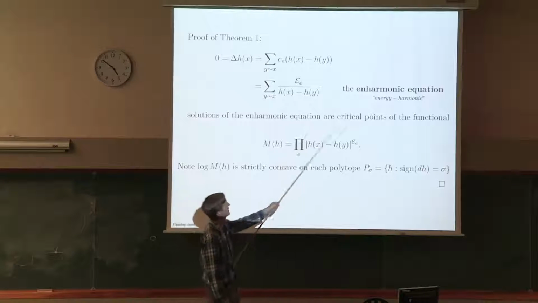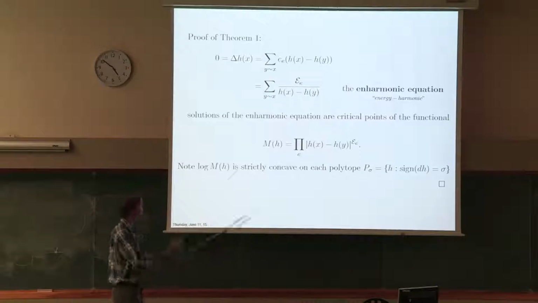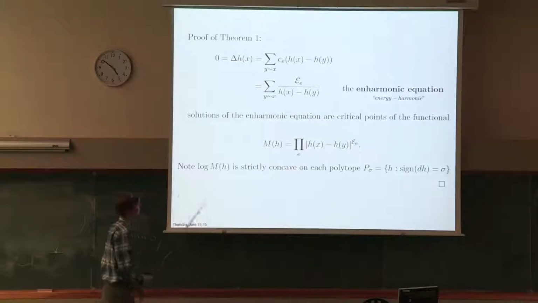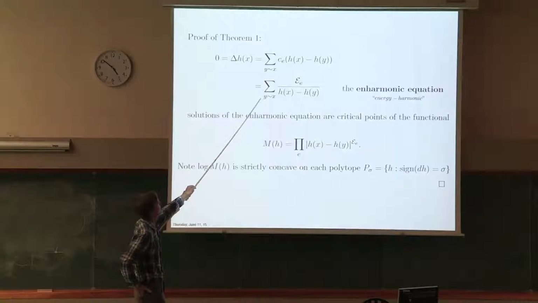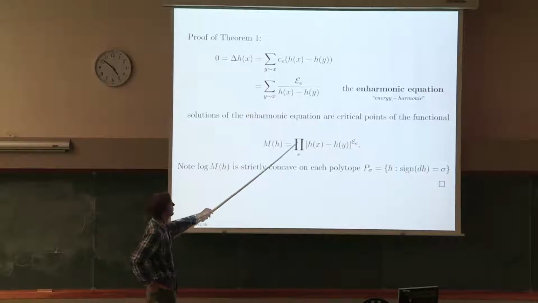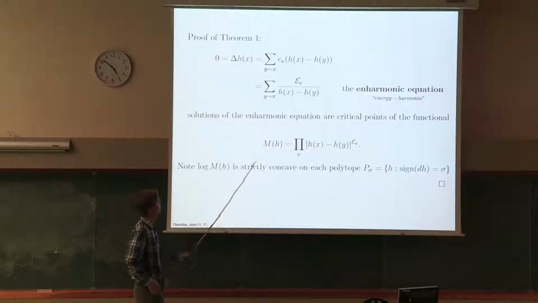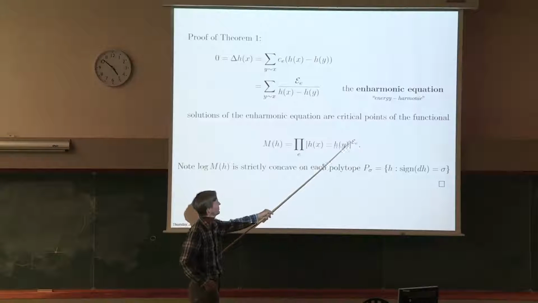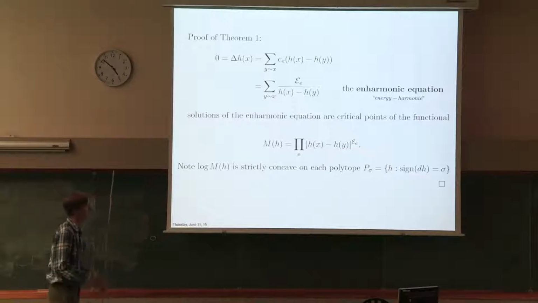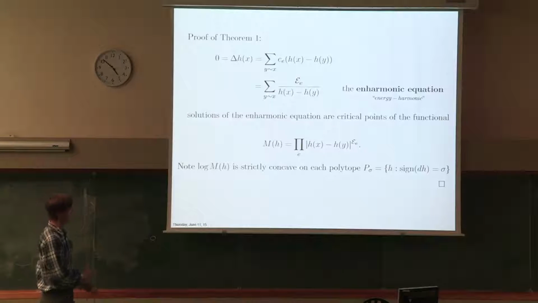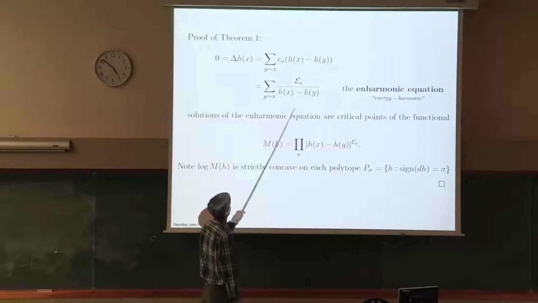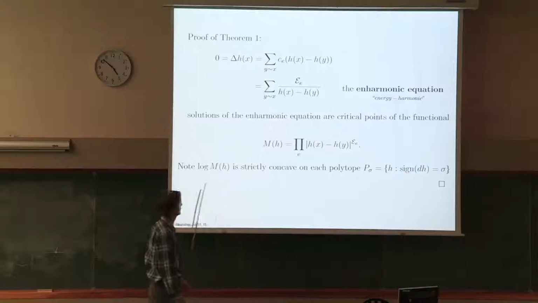I call this the n-harmonic equation because it's like the harmonic equation, but for one thing, it's nonlinear, and I'm fixing the energies rather than the conductances. You can see that the solutions to this equation are critical points of a certain functional, capital M. The functional is just the product over all the edges in the graph of h(x) minus h(y) raised to the power of the desired energy E. If I take the logarithmic differential of this functional with respect to h(x), I get this expression for each x.